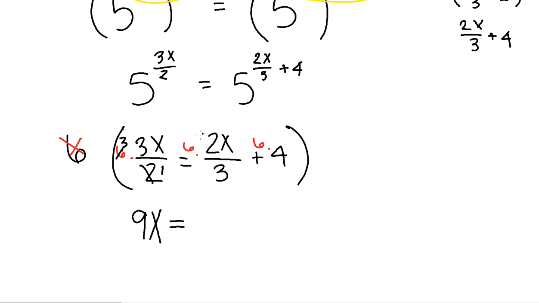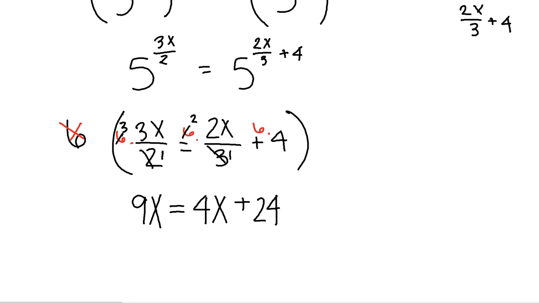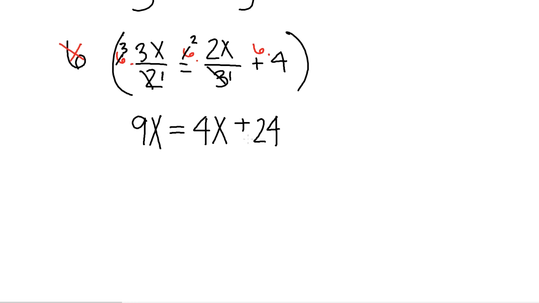equals. When I multiply this part by 6, I can cross cancel the 6 and the 3, giving me a 2 here and a 1 here, and an answer of 4x. And then this part's easy peasy, gives me 24. That to me looks so much nicer than what was written.